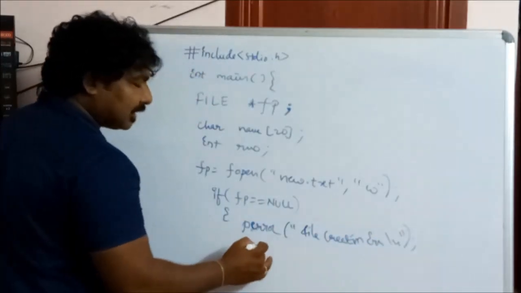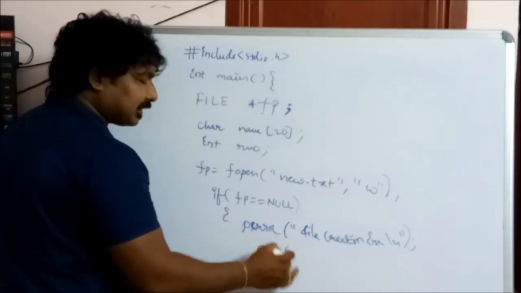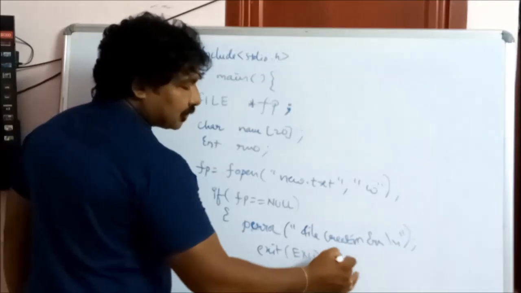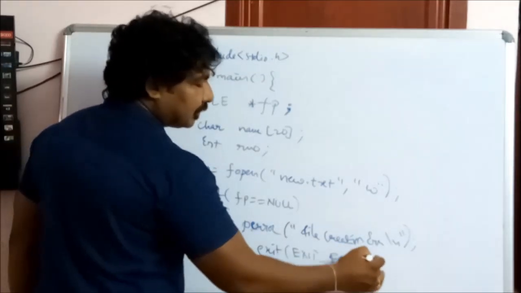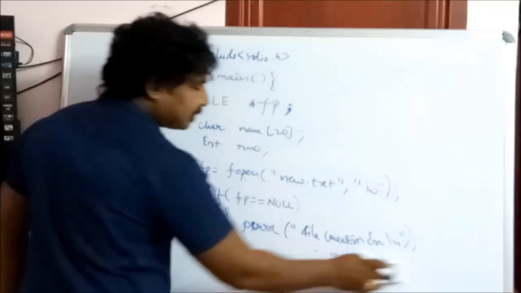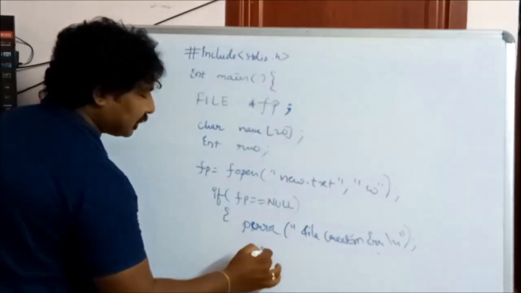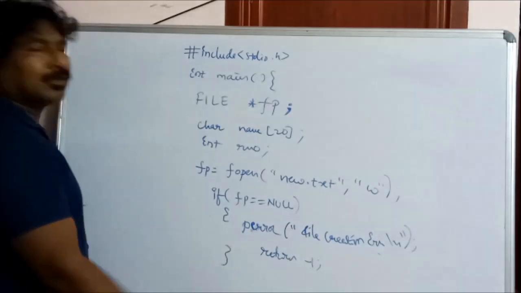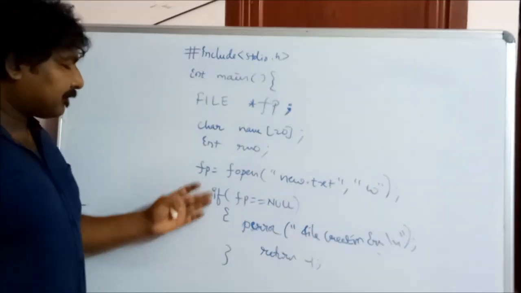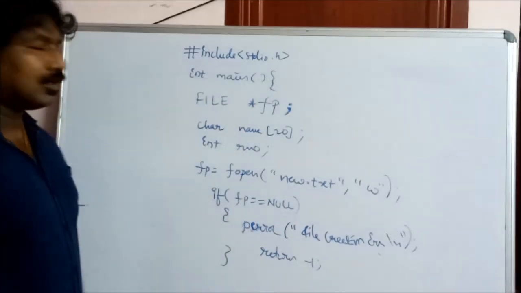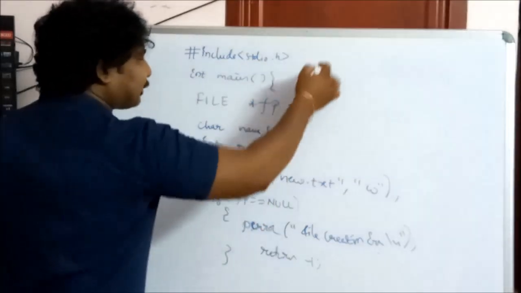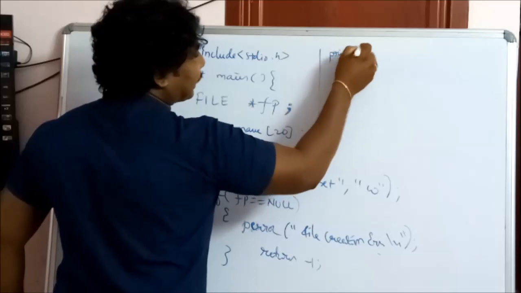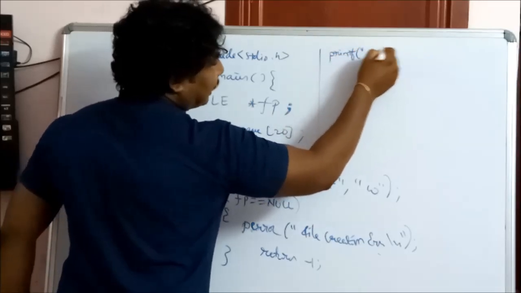Then I'll simply exit my program, so exit failure, or you can simply do return -1. You can use whichever you like, friends, to close the execution of the program. If my file is successfully created, I'll ask for the things from the keyboard. That means printf enter a name.